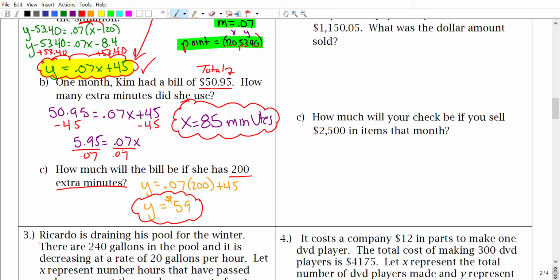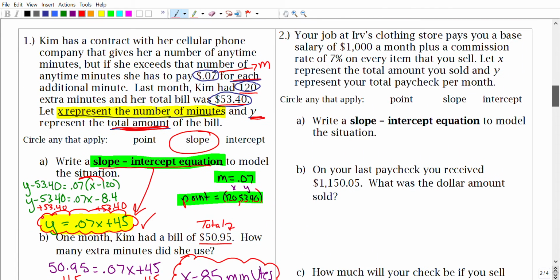Alright, I think we'll try one more together, and then you guys are off on your own to try out the last two. Okay? So it says, your job at Herb's clothing store pays you a base salary of $1,000 a month, plus a commission rate of 7% on every item you sell. So right away I already saw a few keywords here. So let's go ahead and remember, we have a base salary of 1,000, okay, and you get commission at a rate of 7% on every item you sell.